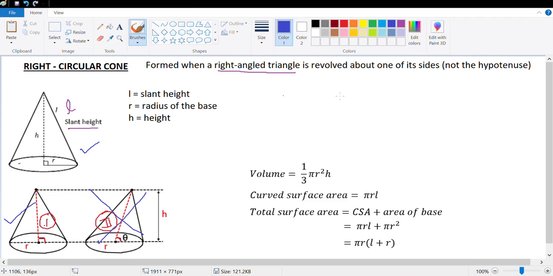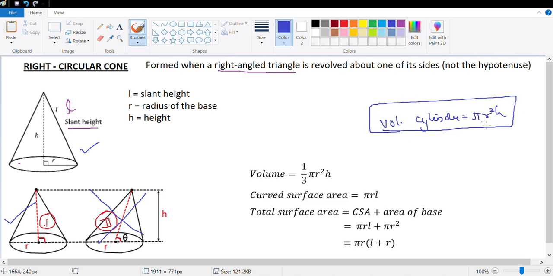A couple of formulas. One is the volume of a right circular cone, which is 1/3 pi r square h. I hope you remember the volume of a cylinder was pi r square h. So the volume of a cone with the same radius and the same height is 1/3 the volume of a cylinder. Next, the curved surface area is given by pi r l, which is basically the surface. The curved surface area does not include the area of the base, which I have marked here.